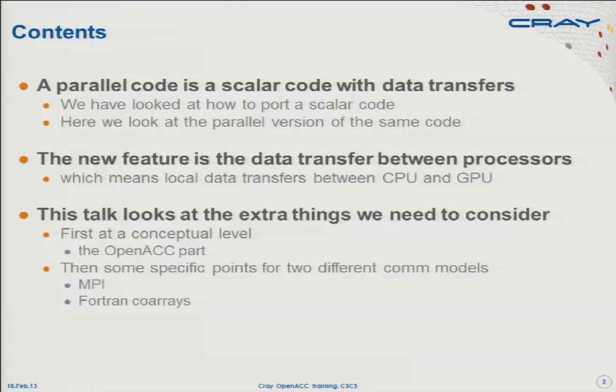At the risk of giving the game away, a parallel code is just like a scalar code, but with data transfers. You don't ignore the scalar part of the code, and what we've been talking about so far is scalar optimizations. So for a parallel code, you go through the same exercise that we did yesterday, looking at a scalar code and tuning the kernels. But the other thing you need to consider is how data moves between the different nodes.